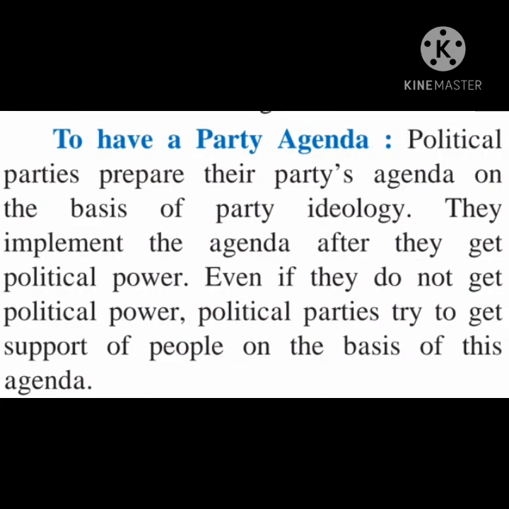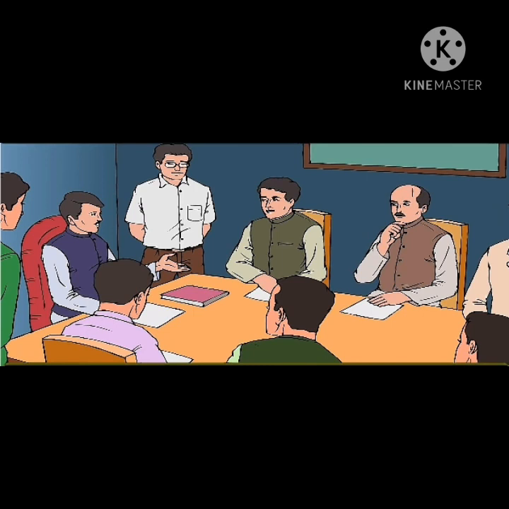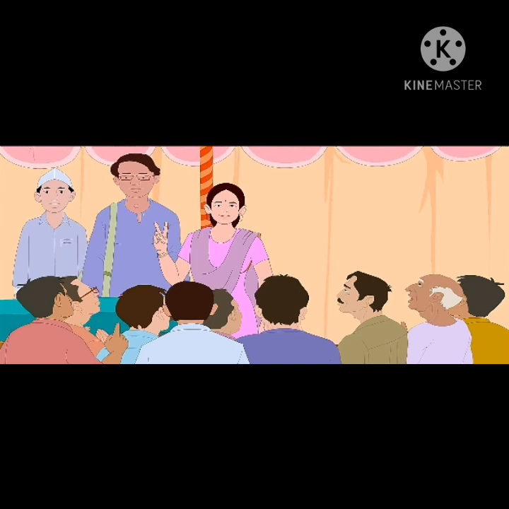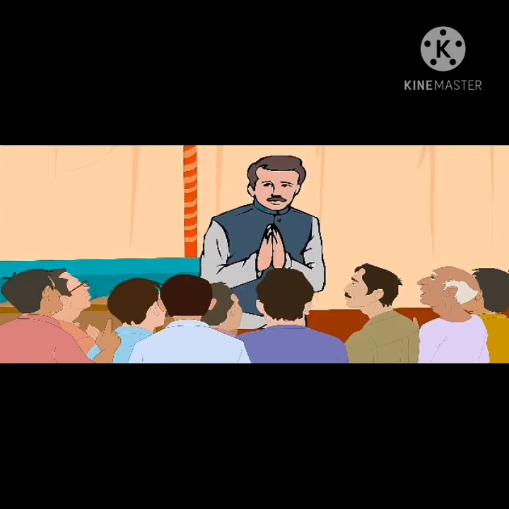The third one is to have a party agenda. Political parties prepare an agenda on the basis of their ideology. Agenda means a list of work which will be done by the political party. You must have heard in speeches the party promises to people that they will provide water supply in their area, good public transport, electricity, etc. So after coming in power, the party implements those agendas.